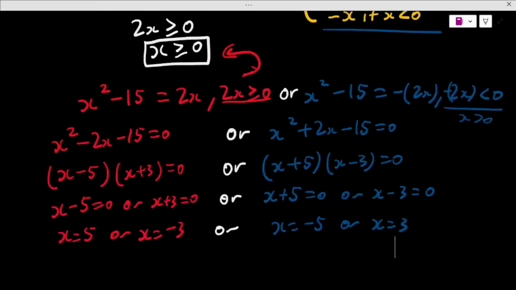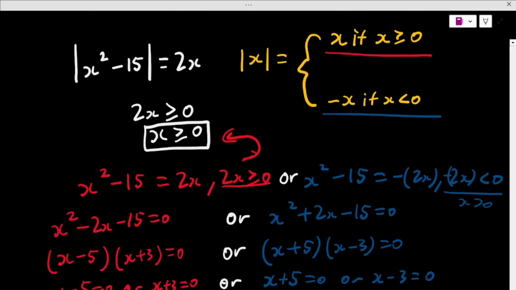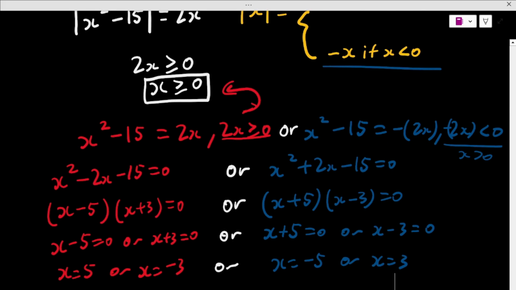Hang on. Looking back, we established that x must be greater or equal to 0 for the red equations and must be greater than 0 for the blue equations. However, we do see that x equal to -3 is an answer to the red equation, and x equal to -5 is an answer to the blue equation. These cannot be the answer because x must be greater or equal to 0.